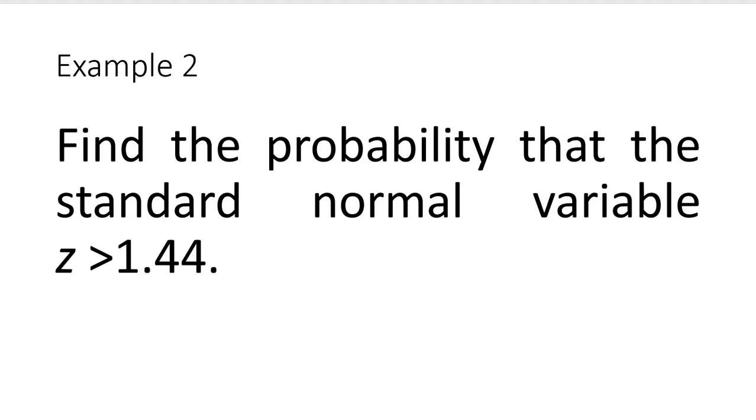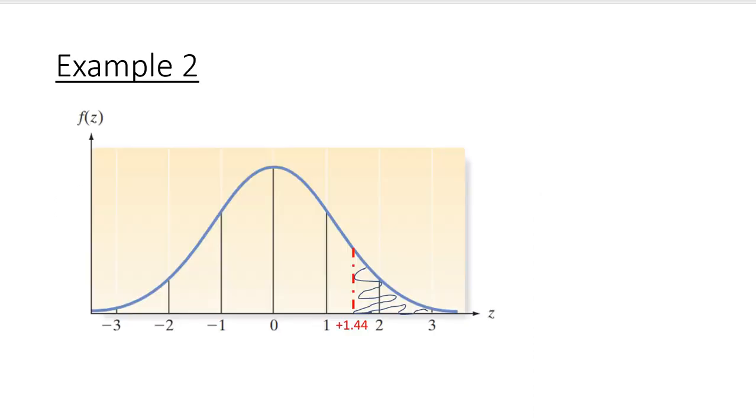Let's consider another example. Let us try to find the probability that the standard normal variable z is bigger than 1.44. Again, it would be extremely useful to use this graph. And from the table, we can find the value of this area, this probability. But we know that the entire right-hand side part of the distribution is equal to 0.5.